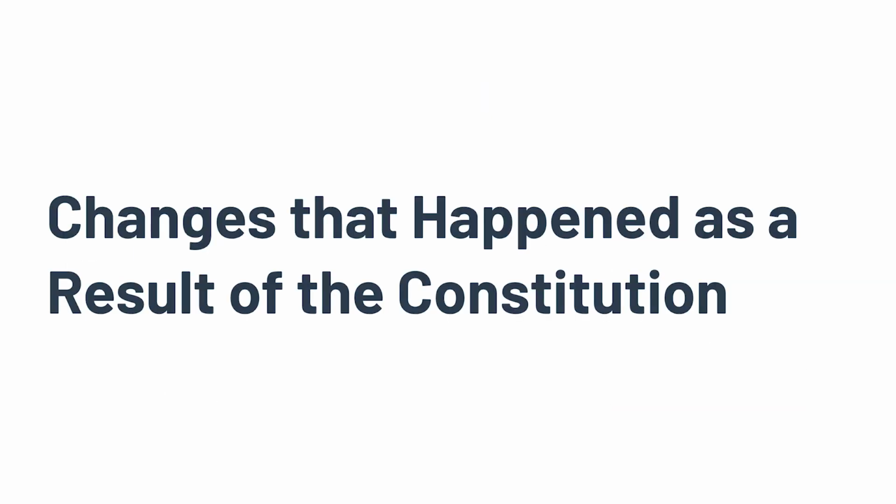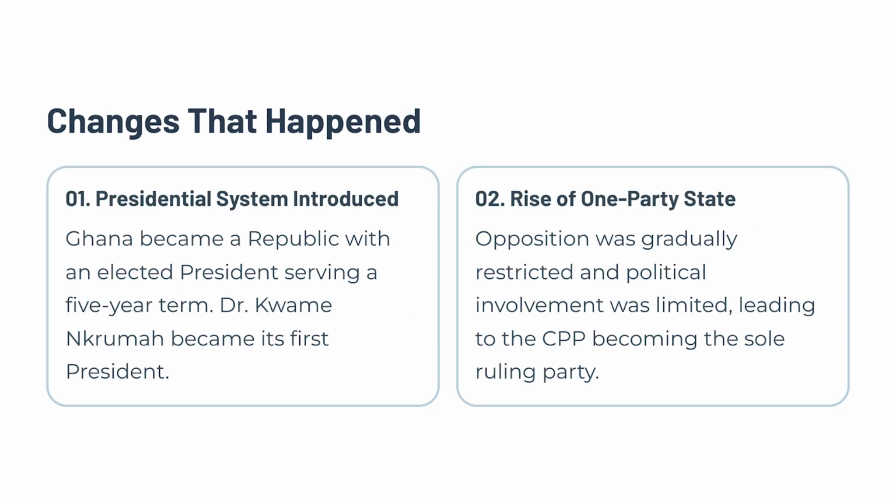A lot changed with Ghana's 1960 Constitution, and as a result, several significant changes occurred. Let's look at just 4 of them. First, Ghana became a republic, and Dr. Kwame Nkrumah became the first elected president.